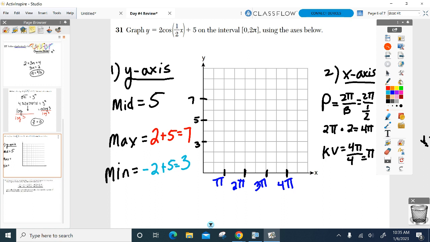You won't see me graph out to 4 pi. Anybody take a peek at the directions? Graph on the interval of 0 to 2 pi. So once we graph whatever's here at 2 pi, mic drop, we're done. Everyone, see that? Because it says I only want you to graph from 0 to 2 pi. Do not make the full curve out to 4 pi. Once you hit 2 pi, we stop and we're done with the problem.